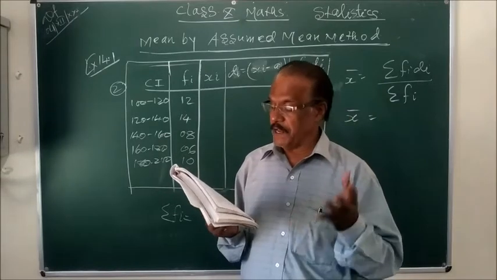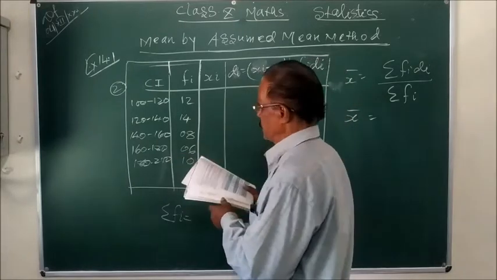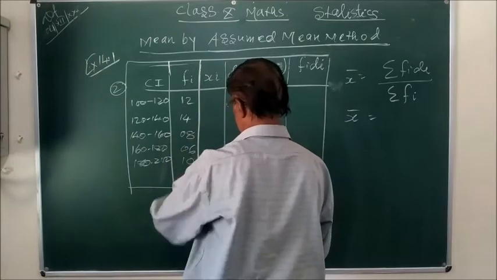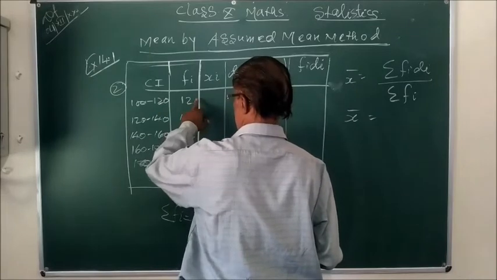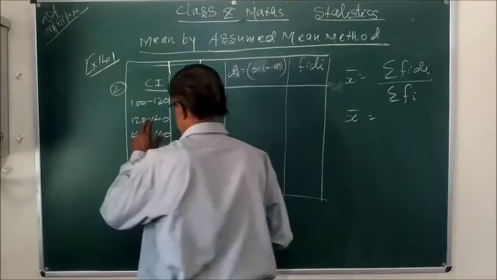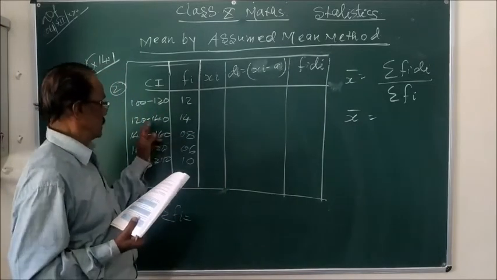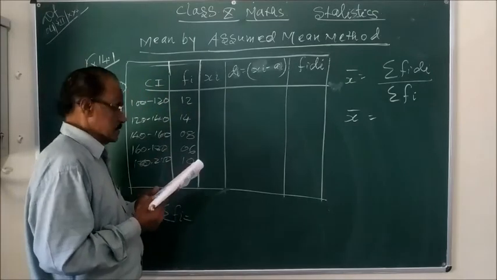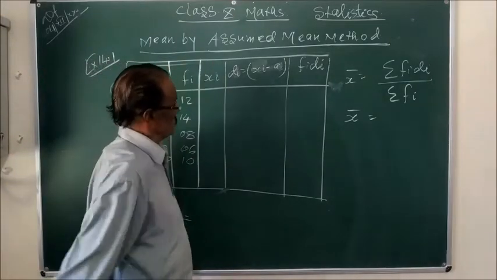the distribution of daily wages of 50 workers in a factory is given like this. This is daily wages in rupees, and these are the number of workers. 100 to 120, frequency 12, and similarly. So this is called the class interval. If the wages are 100 to 120, the number of workers is 12. So class interval and frequency are given in the question. Now you see what columns are required to use this method.